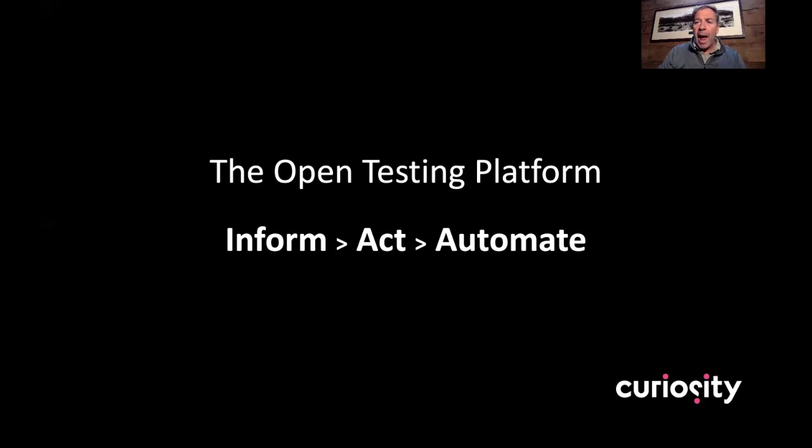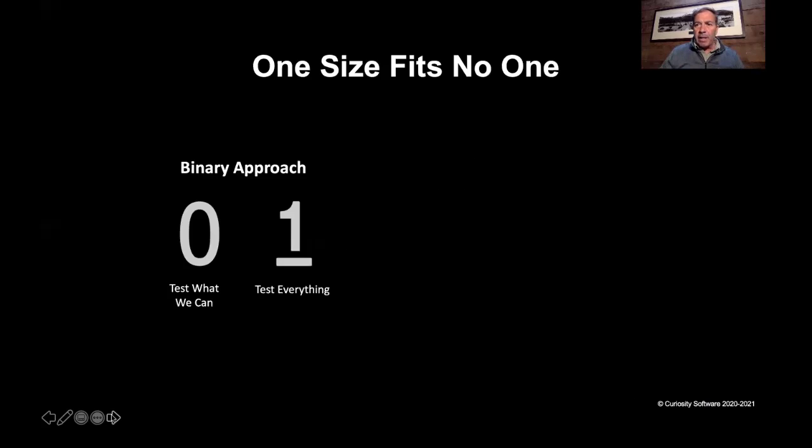So the inform, act, automate pattern is all about connectivity. It's about observing data throughout the dev test infrastructure in order for organizations to take advantage of information and make it actionable. And that's what I'm going to present to you today with the open testing platform. But the idea of the open testing platform truly came from some observations we saw out in the environment.